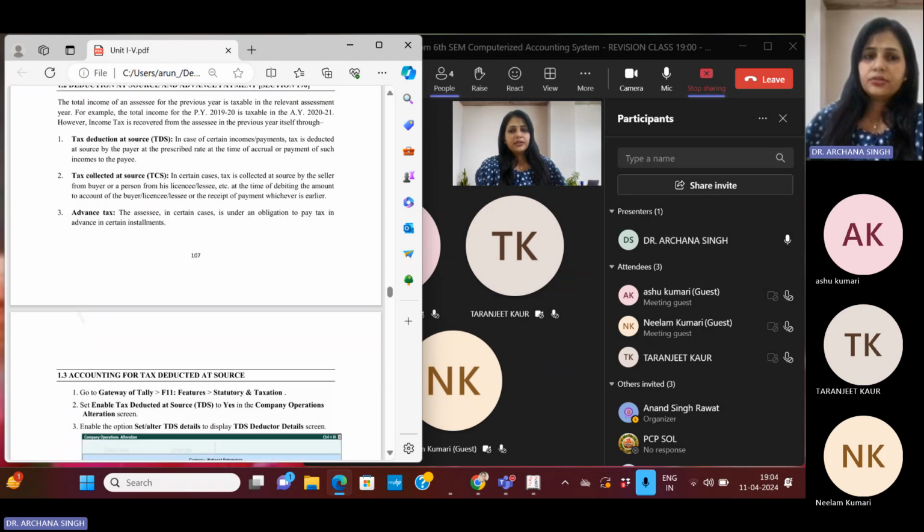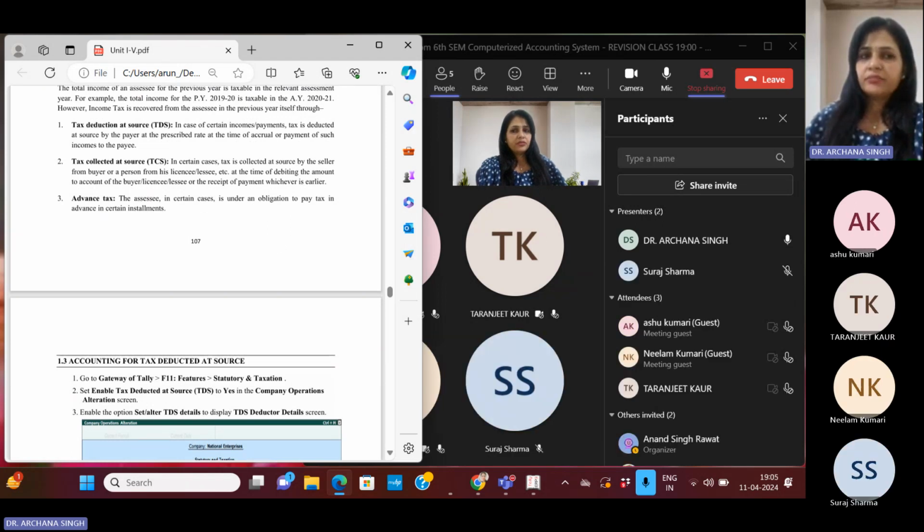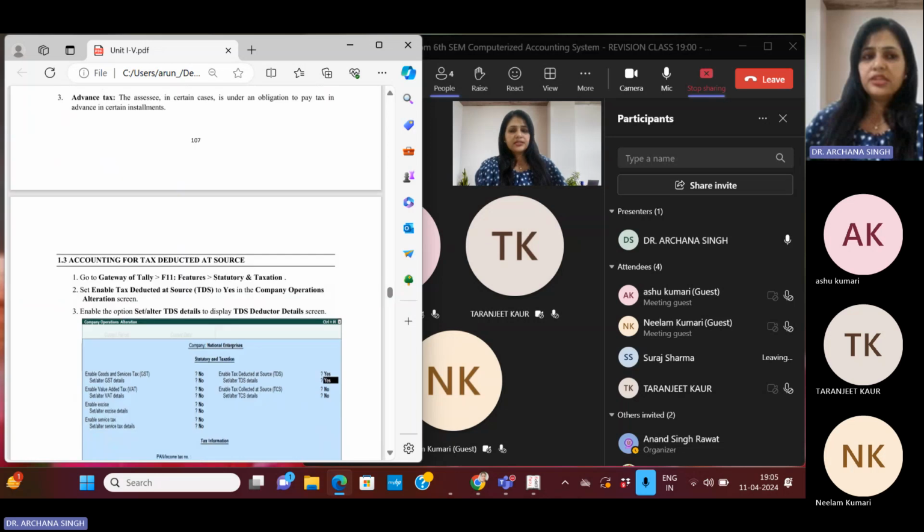Then tax collected at source. In certain cases, tax is collected at source by the seller from the buyer, or a person from his licensee or lessee, etc., at the time of debiting that amount to the account of the buyer, or the receipt of payment, whichever is earlier. Then next is advance tax. In certain cases, the assessee is under an obligation to pay tax in advance in certain installments. So that is advance tax.